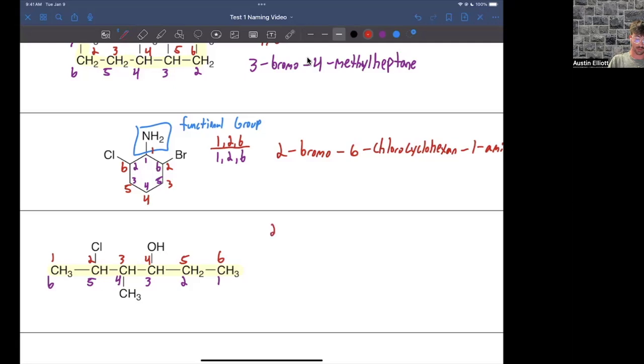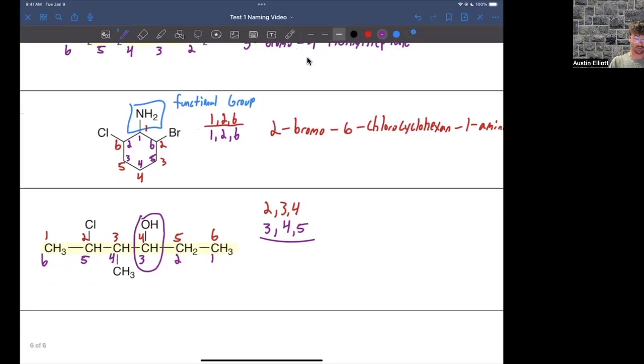So the red, we get a 2, 3, 4. Doesn't look too bad. Purple, we get a 3, 4, 5. So looking based off the numbers alone, the red would be ideal. But that alcohol group right here, the red numbering system gives it a 4, and the purple one gives it a 3, and that 3 is what we're going to give it. Alcohols always want the lowest number possible, even if it makes other things have higher numbers. So we're going to go with our purple numbering system right here.